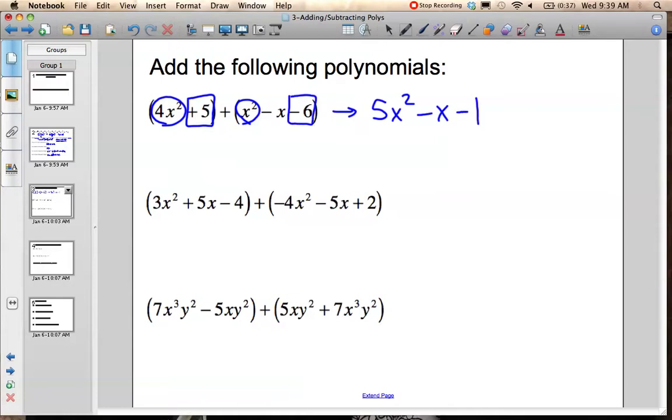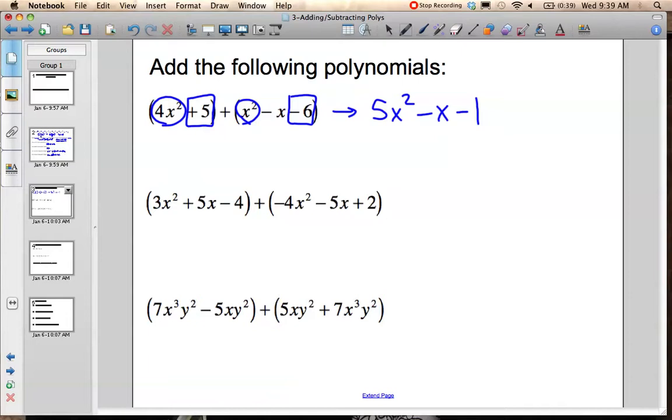Don't say 11. Don't say negative 11. Things like that. It's a positive 5 combined with a negative 6. If you're using your calculator, it's 5 subtract 6, not 5 minus negative 6. That 6 is negative, so it's a positive 5 combined with a negative 6. Glad we got that out of the way.